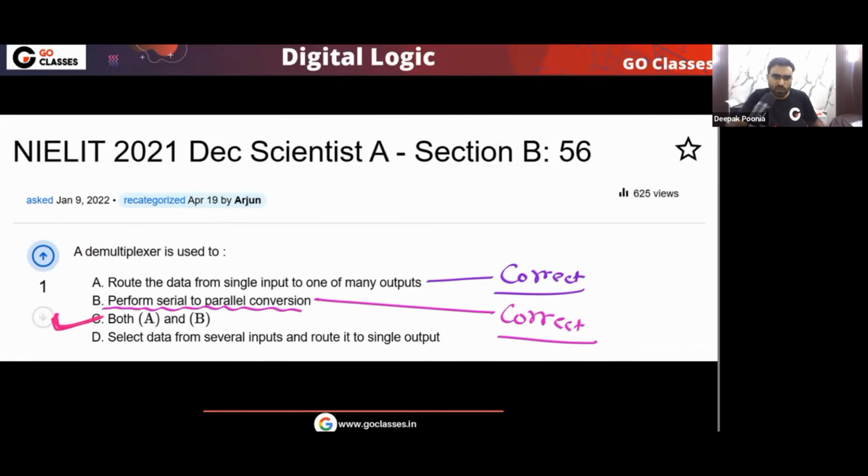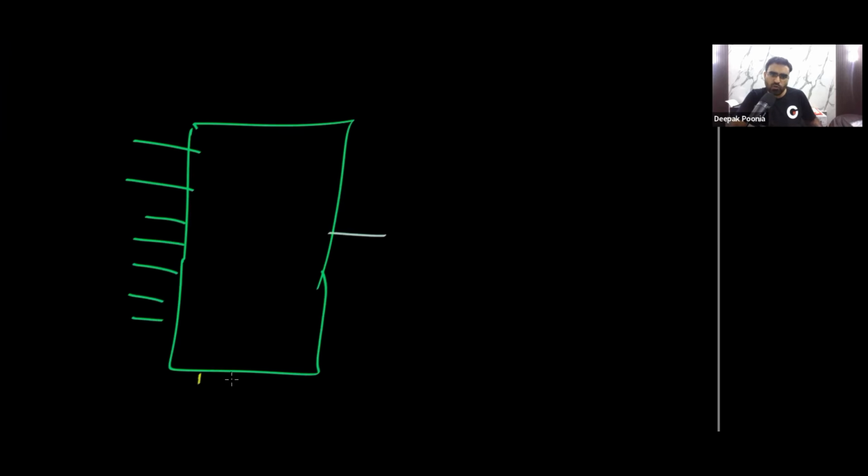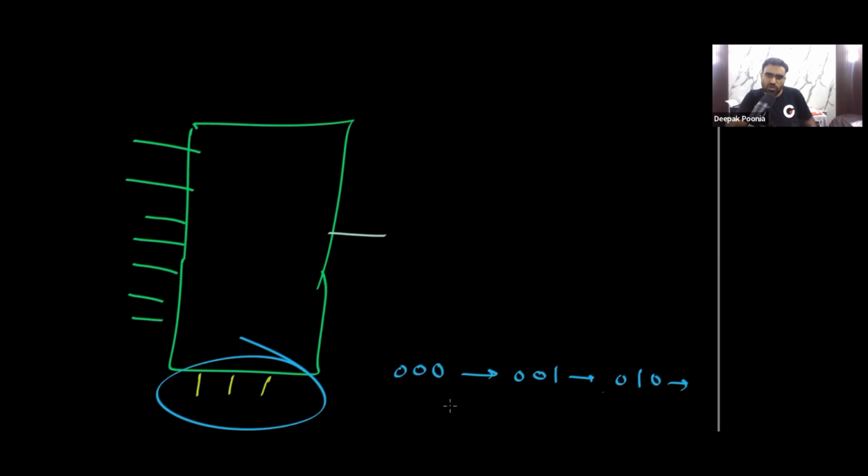Remember, with the help of a demultiplexer we can convert a serial stream to a parallel stream, and with the help of a multiplexer we can convert a parallel stream to a serial stream. How can we do that? In a multiplexer there are 2 power n input lines and only one output line. If we change the select inputs, initially 000, then 001, then 010, then 011, and so on, then first this input will appear on the output.